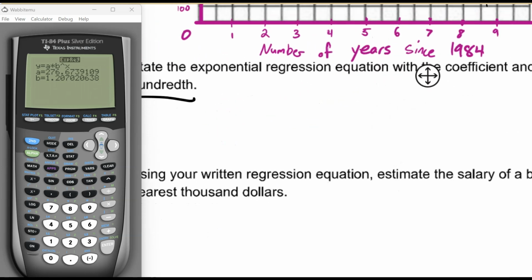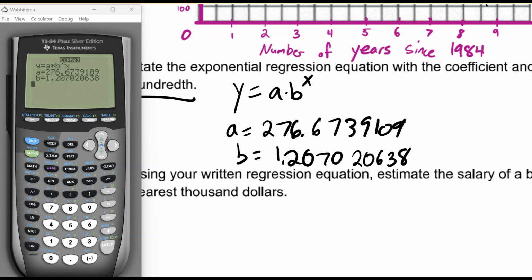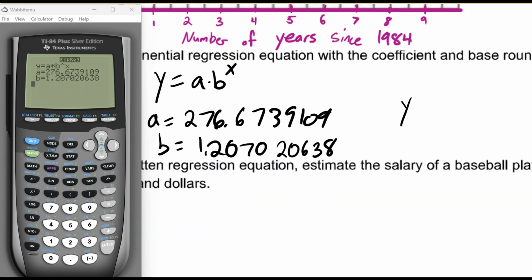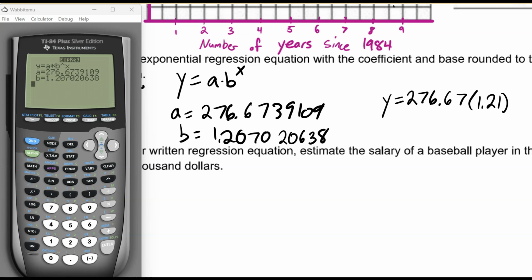So if I wanted to write an exponential regression equation of this form, it tells me this is my A value, and it tells me this is my B value. We'll talk about what those mean in a minute, because context-wise, they do make sense here. And they want me to round them to the nearest hundredth. So I'll do y equals 276.67 times 1.21 to the x. They didn't ask me to name this anything in particular, so I don't need to do anything fancy with this.